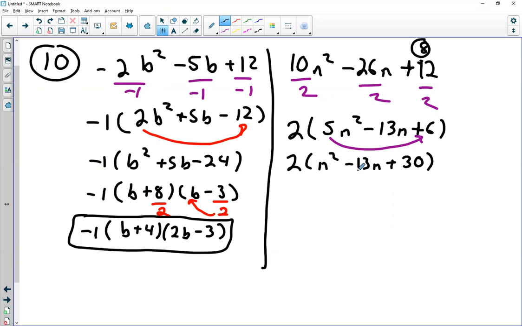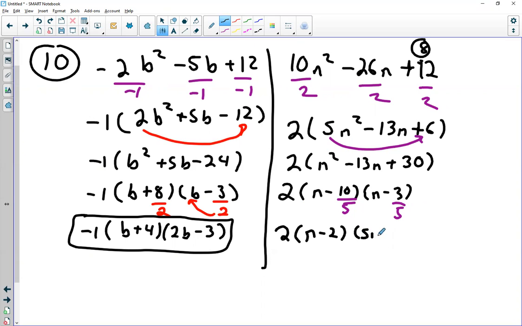So things I multiply to 30 to add to negative 13. Minus 10 and minus 3. I know what you meant. Then I took a loan. I have to pay it off. So I have to divide by 5. Divide by 5. N minus 2, 5n minus 3.